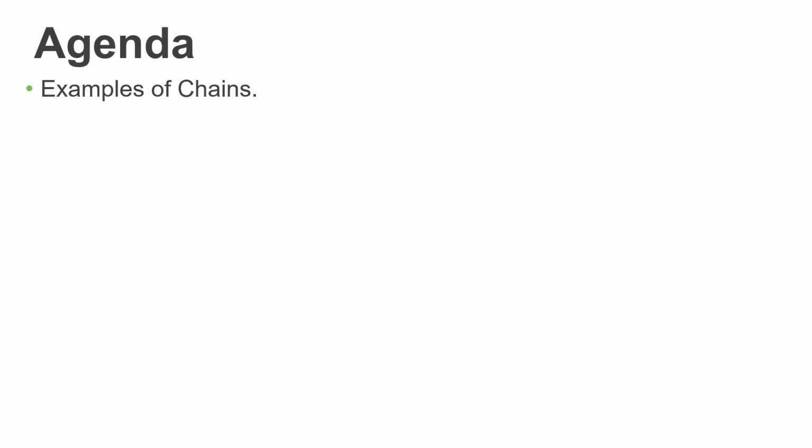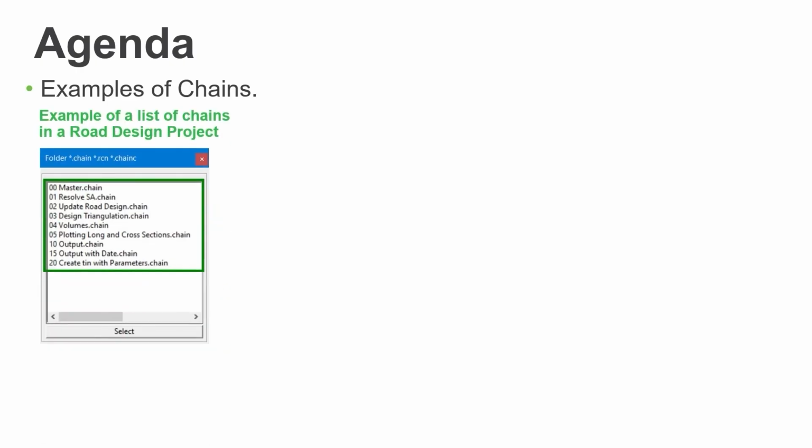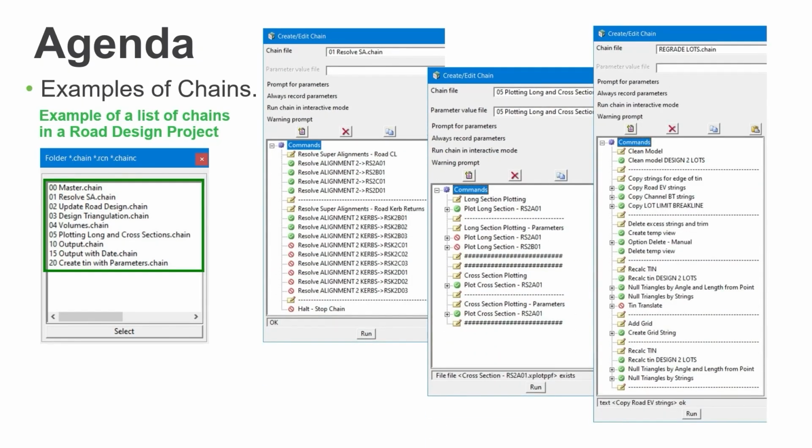Some examples of chains I just thought I'd show you. So this is a typical sort of road design chain that I've put together. And again, at the top there, you'd have something where you could resolve some super alignments and update some road design. And the middle one there is maybe do some triangulations and volumes. And then towards the end, you can create your outputs, you know, your long sections, cross sections, plotting, and also some outputs there. And I'll just show you some snapshots of some examples of chains that I just put together.